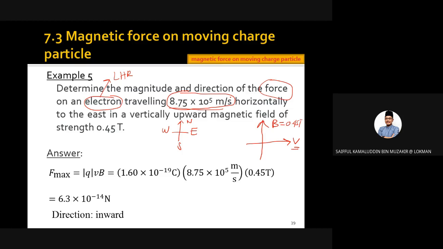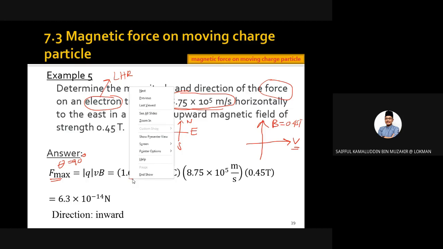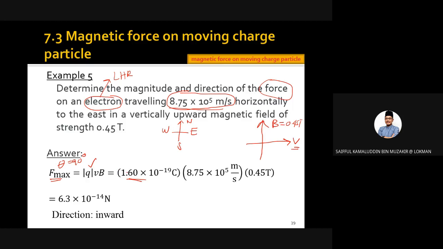Let us try to calculate the magnitude first. Okay. F max, meaning that theta equals 90 degrees. Q, the charge of an electron. Remember the formula, we have modulus. Therefore, we take the magnitude only. The negative part of the negative charge we don't include in the equation. V is given. The magnetic field is given. So we'll get the F max is this one.